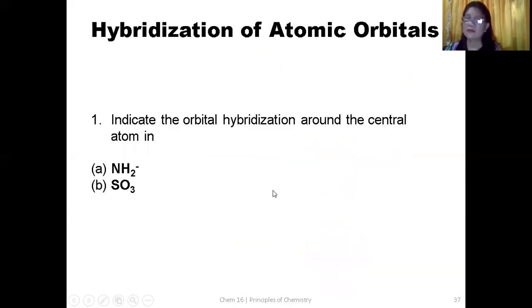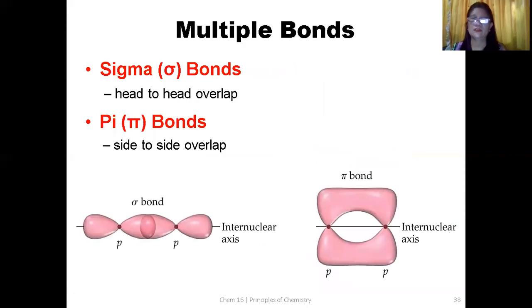So this will be your assignment, knowing the orbital hybridization of the central atom. So how many bonds do we have? Actually, a single bond is head to head. A single bond is recognized as a sigma bond. That is head to head. This one, head to head. It's a sigma bond. Then pi is side to side. This is a sigma bond.